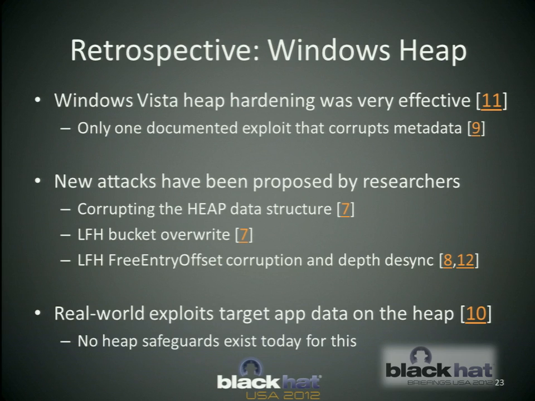But with that said, although there's only been this one documented exploit, attackers have proposed a number of other attacks that could, in principle, be used to attack metadata on the heap. But like I said, most of the real-world exploits that we see target app data on the heap. They aren't really targeting heap metadata. And the real reason for this is because today, the heap doesn't really have safeguards to protect against attacks on application data that's stored on the heap. And when I say application data, I'm talking about C++ objects and other application state.